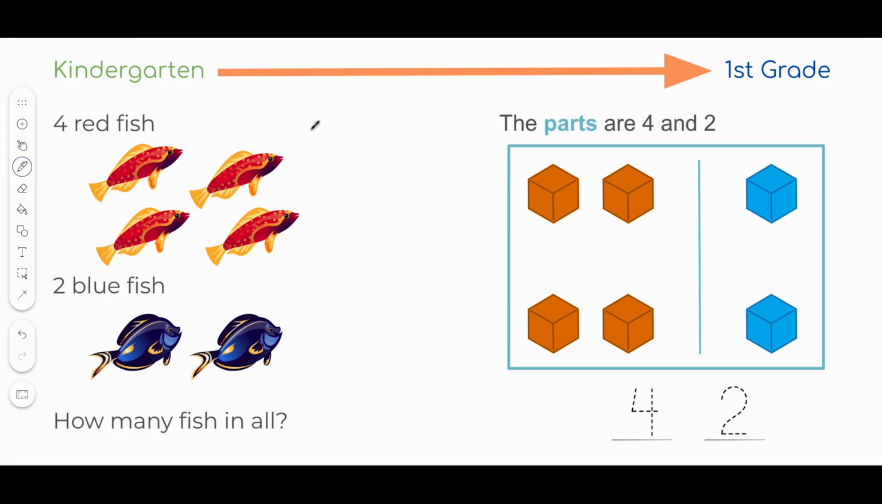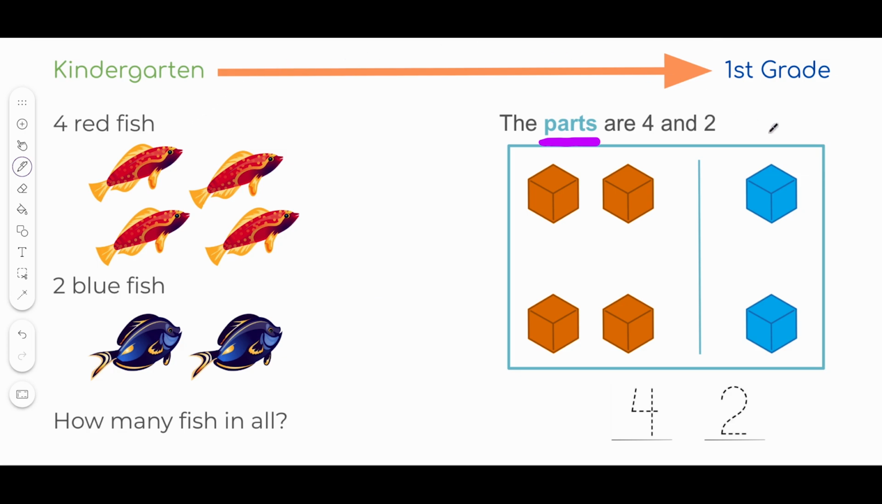Starting off for the put together lesson, we've got kindergarten visuals. This is stuff they've learned in the past. They were given 4 red fish and 2 blue fish and asked how many fish in all. We're bridging that now to what they're learning in first grade. Remember that vocab, parts, is what we want to really drill, that the two parts are what they're given, and when we add those parts together, we get the whole.